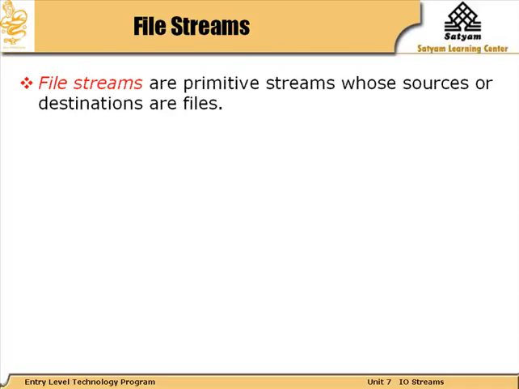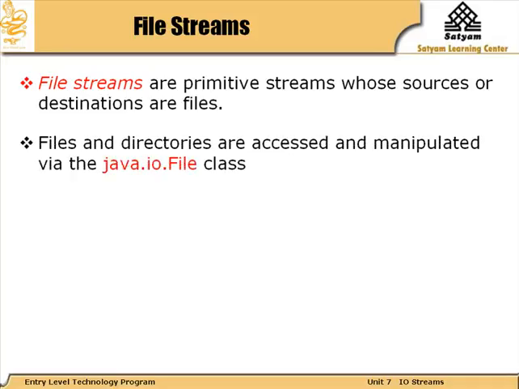Now let's look at the file streams. File streams are primitive streams whose sources and destinations are files. That implies that you may read or write to files. Files and directories are accessed and manipulated via a class called java.io.File.